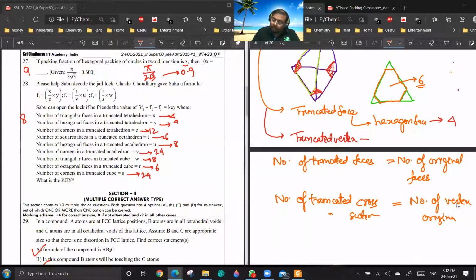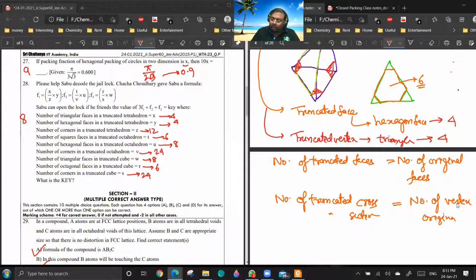And now the truncated vertex. What is the truncated vertex in this case? It's a triangle. So how many triangles will be there? It will be equal to the number of vertexes only. So again, it will be 4. Yes or no? Yes, sir.